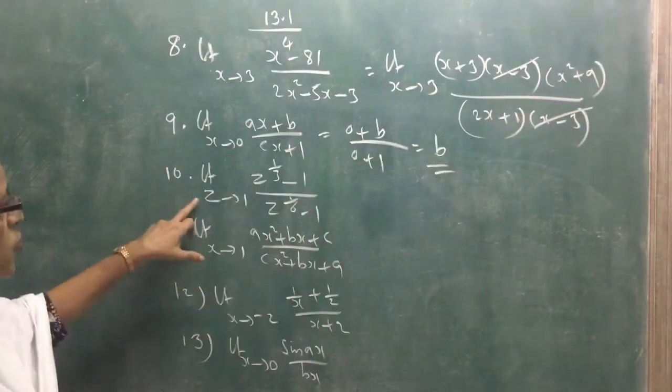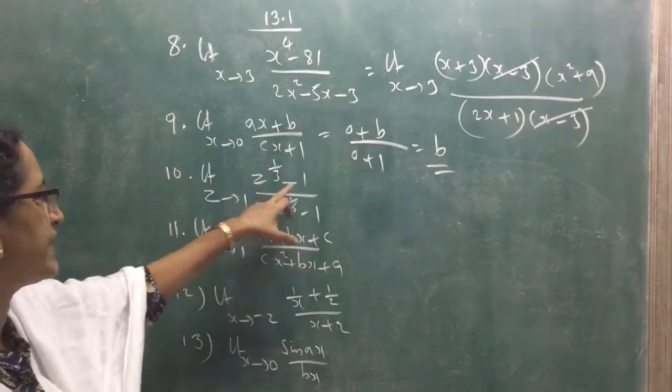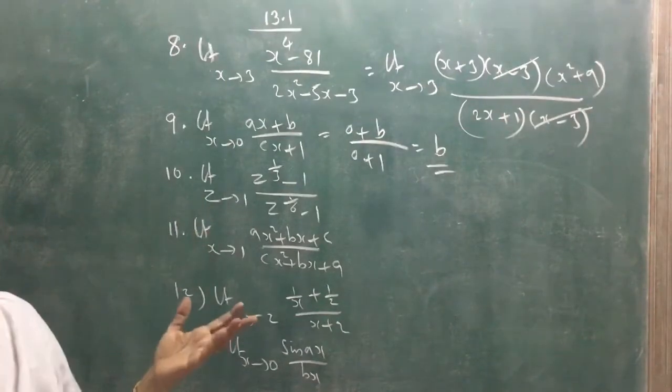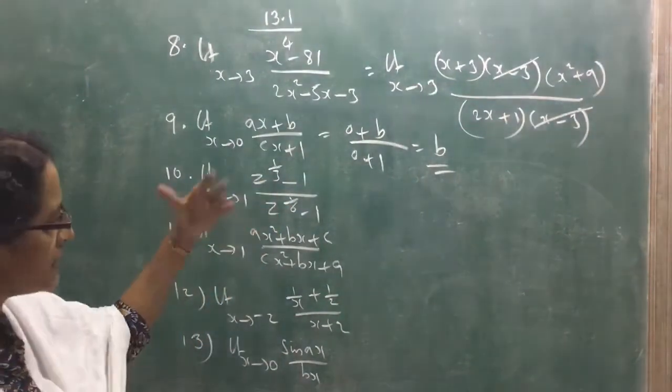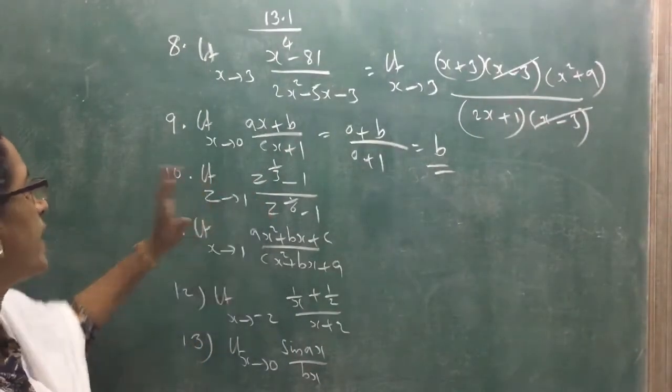The next, 10th one. Here when we substitute, we get 0 by 0 form: 1 minus 1 by 1 minus 1. 0 by 0 form. So we have to use some other method. Here we cannot factorize this. So then we can apply the standard formula.